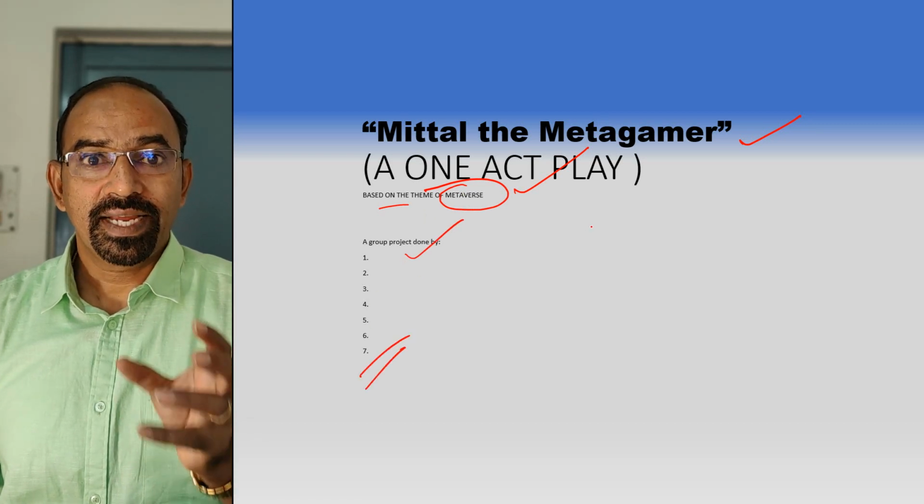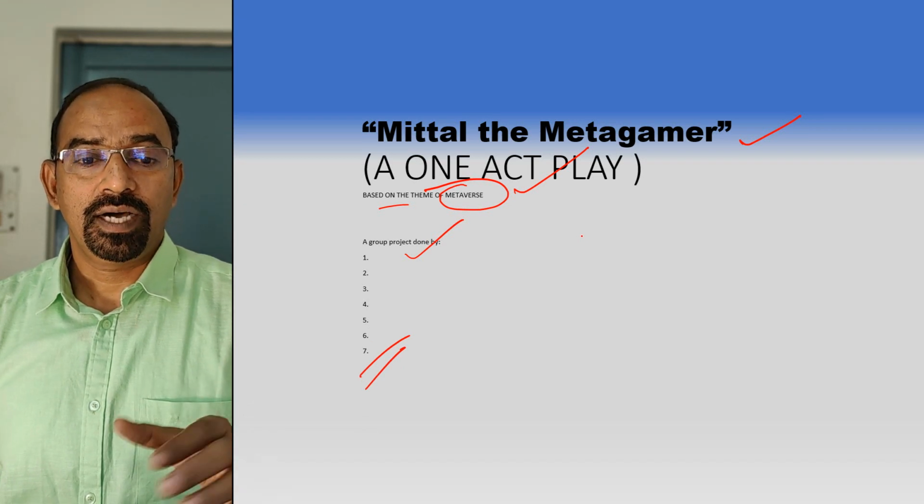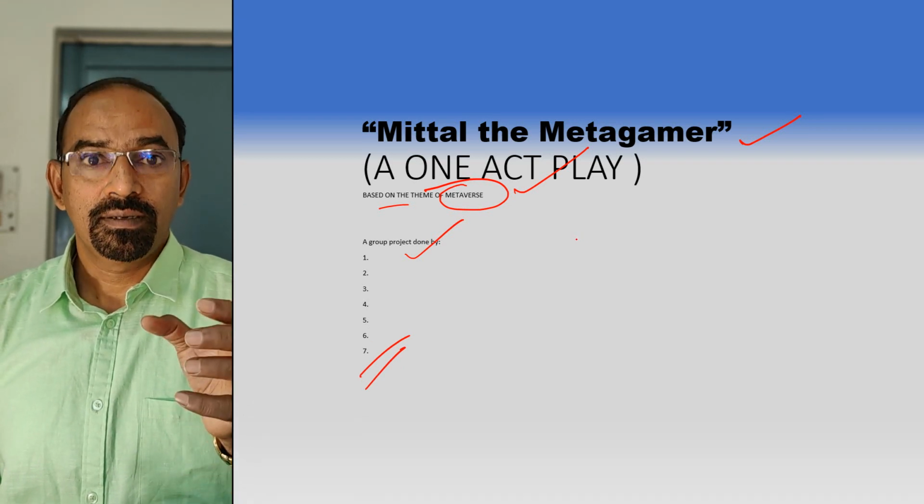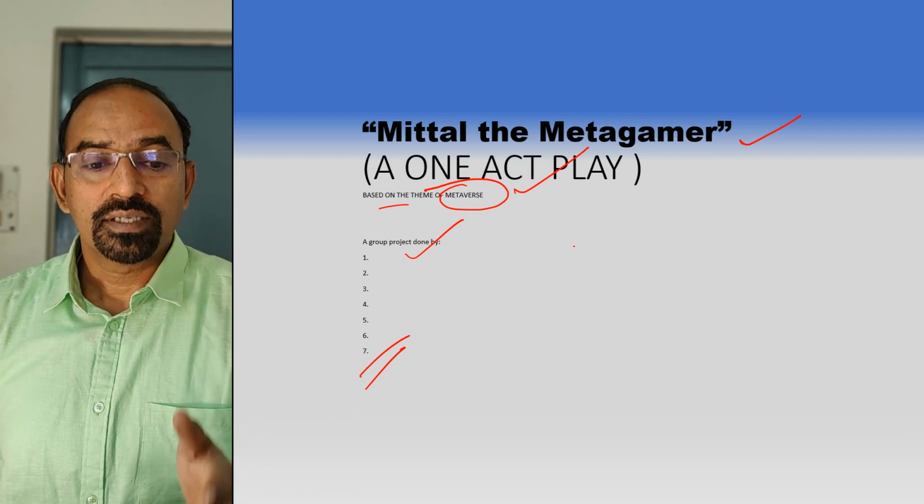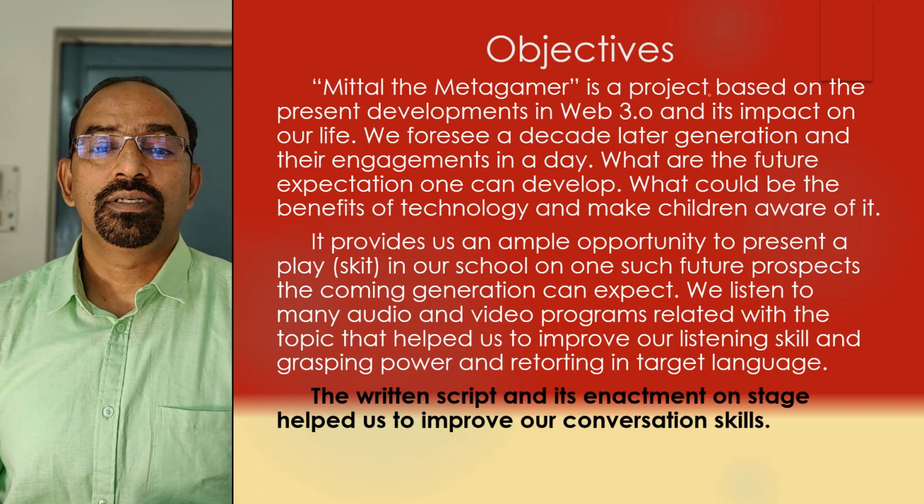Here 7 characters are there. You can enact the play in the class as a proof of this project. So the 7 people's names you can write here. Come to the next page.